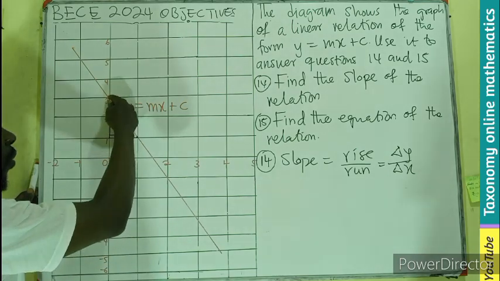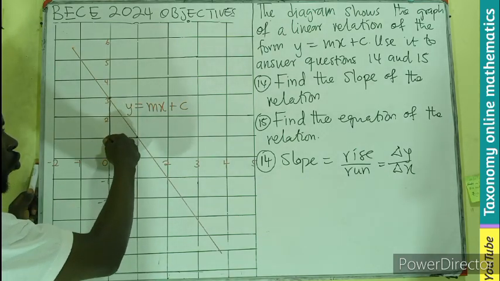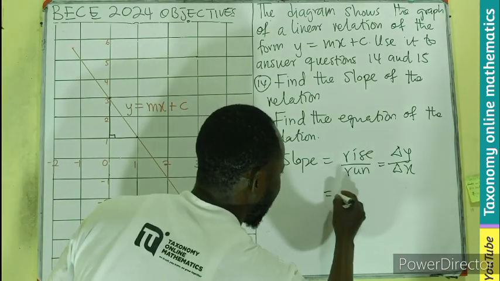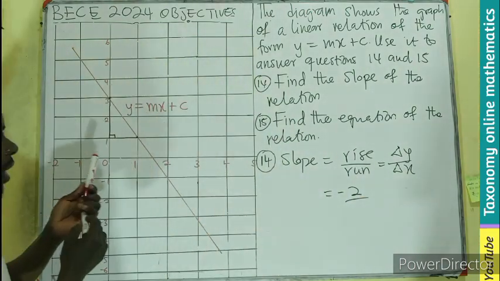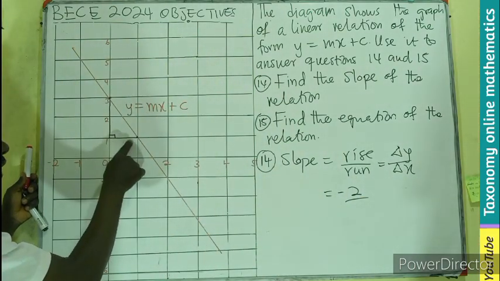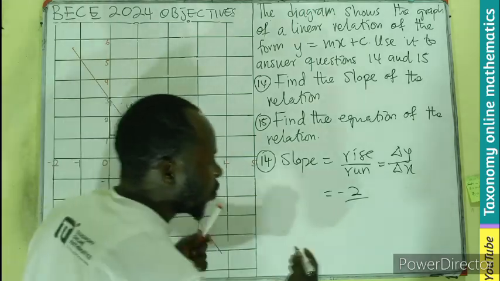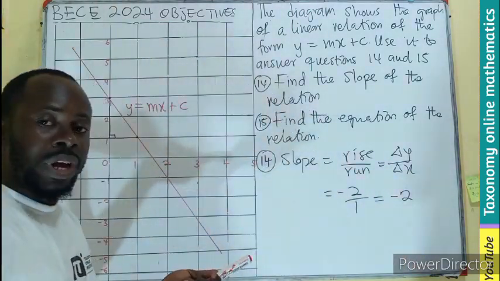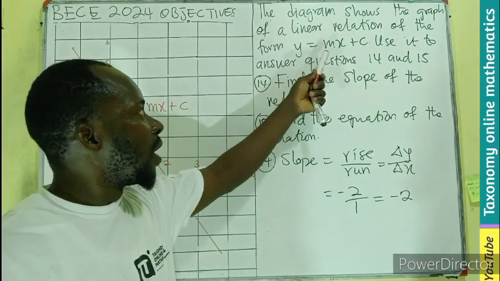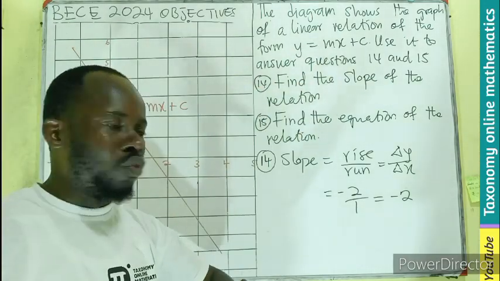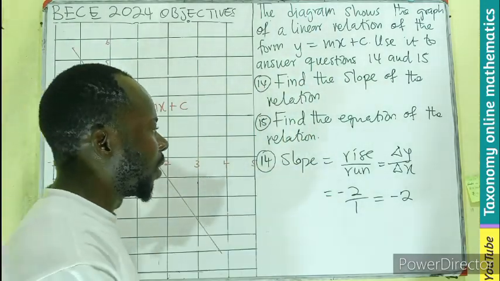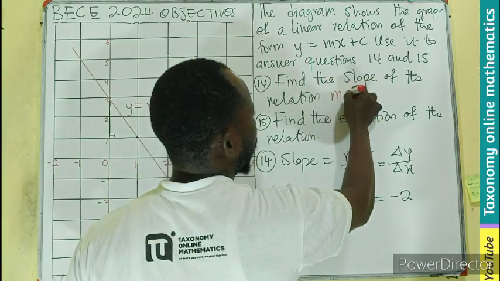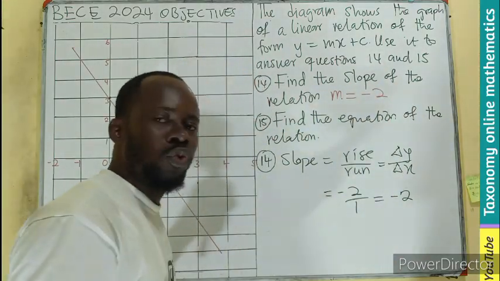So the fall, we fall 1 unit, 2 units. That's going to be negative 2. Then we run. How many units? We are running 1 unit. So that becomes 1, which gives us negative 2. So the gradient of this relation is minus 2, which is the slope we are looking for here. So our slope will be minus 2.